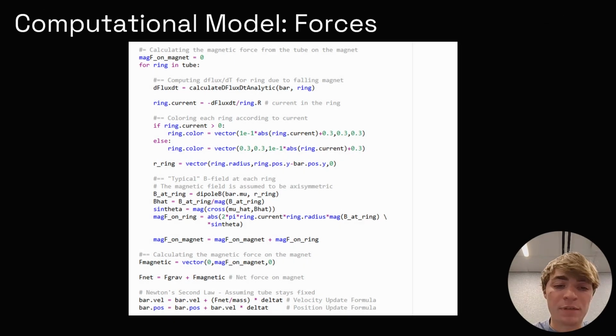For the main substance of the code, we have these models of forces, the 2 main forces being the magnetic force and the gravitational force, which we modeled in our code. And we found the net force by finding the difference between these two, where the magnetic force was resisting the gravitational force. And through this, we could update the velocity and the position of the magnet at any given time, allowing us to create the model.